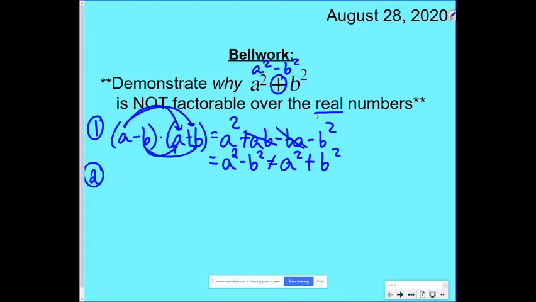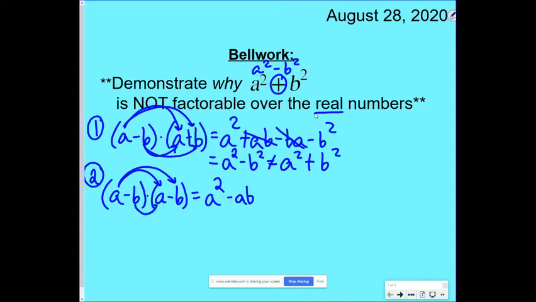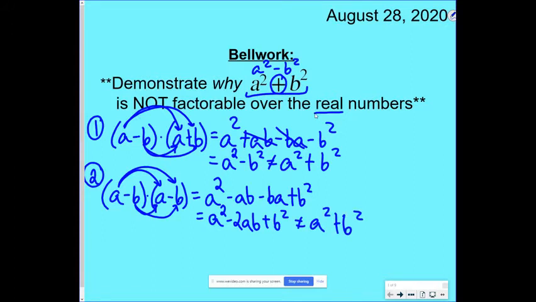Okay, let's try another set of factors. Let's try both negative ones, see if that works. A minus b and a minus b. Let's FOIL those again. A times a is a squared. A times negative b is negative ab. Negative b times a is negative ba. And negative b times negative b is positive b squared. Again, we're going to simplify this. A squared, negative ba and negative ab, those can combine to make negative 2ab. This order of ba and ab does not matter. It's the same thing. Plus b squared. Well, I can't simplify that anymore. And if we go back to our original question, that does not equal a squared plus b squared. So that case didn't work.